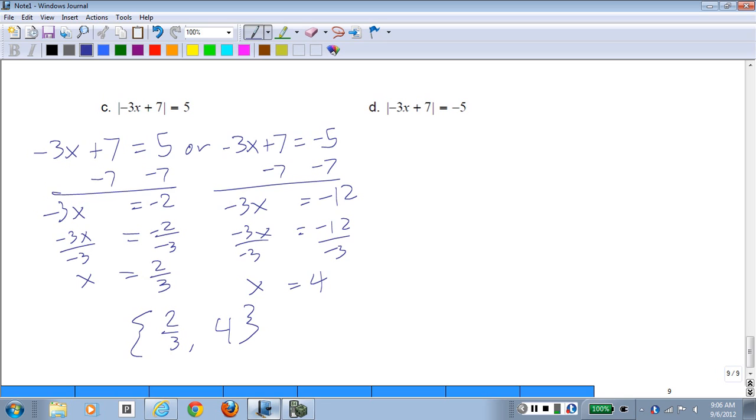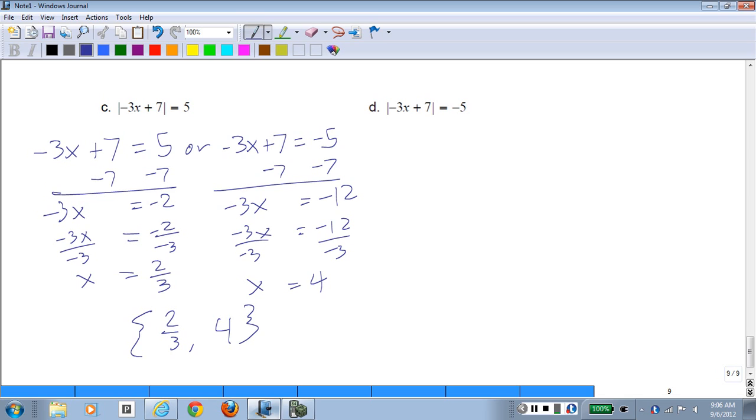The D part is the tricky part. I don't know if I have one of these tricky ones on the practice test. Probably should. But there could be one on the actual test, so be alert for this. What number can you think of that has an absolute value equal to negative 5?